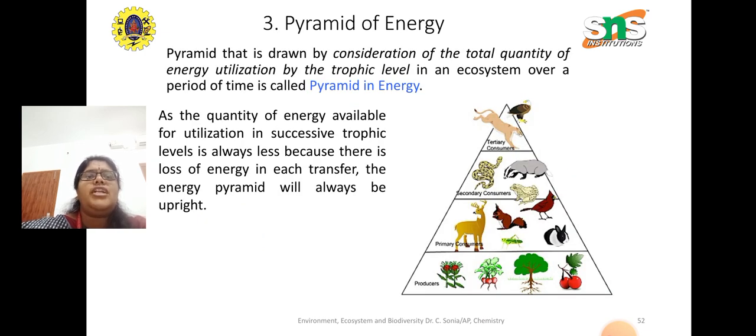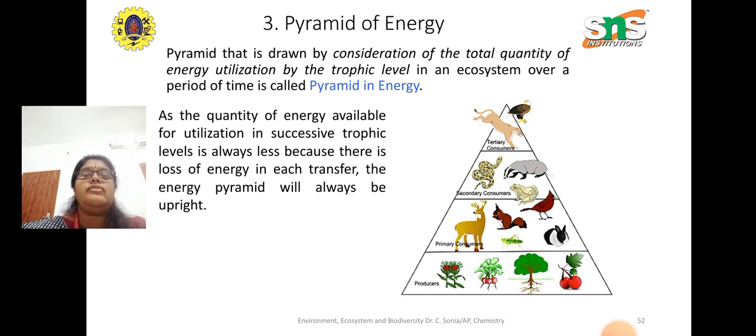Then the third is the pyramid of energy. The pyramid that is drawn by considering the total quantity of energy utilized by the trophic levels in an ecosystem over a period of time is called the pyramid of energy. As the quantity of energy available for utilization in successive trophic levels is always less, because there is a loss of energy in each transfer, the energy pyramid is always upright.